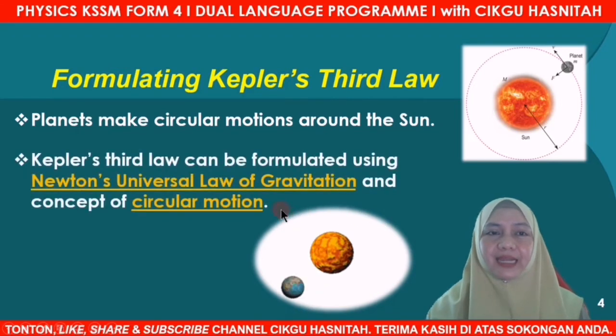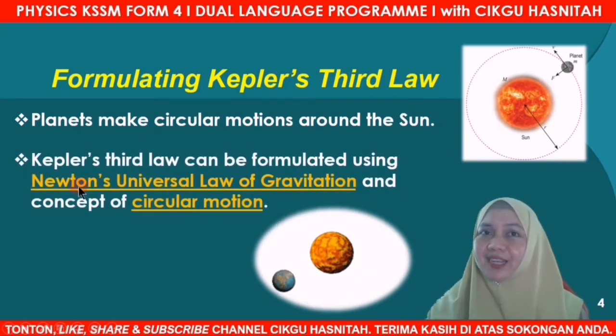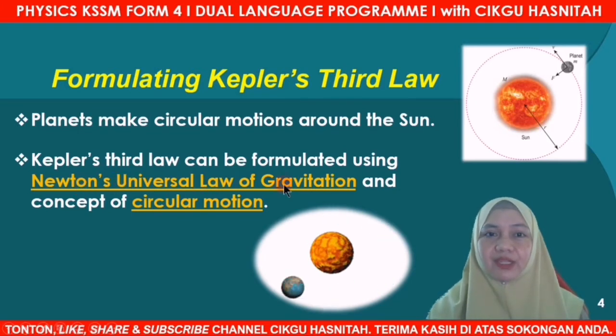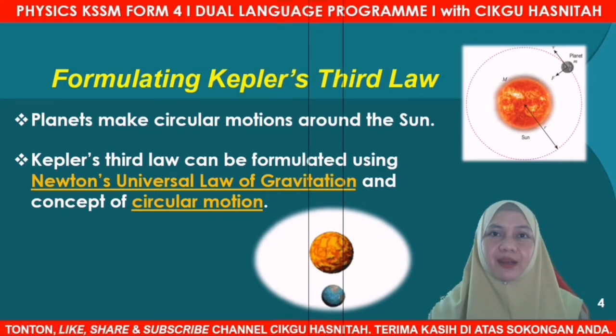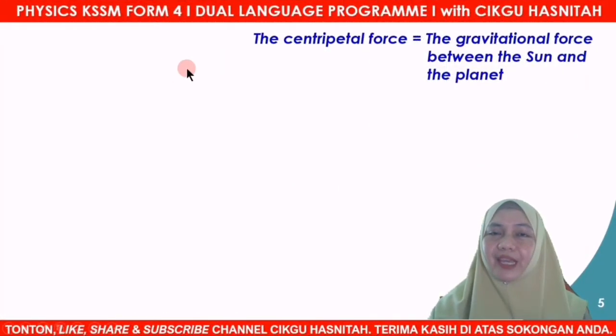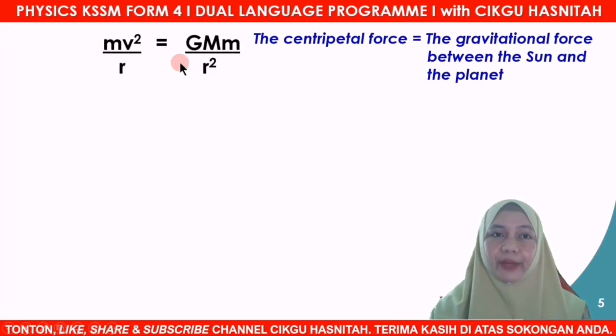And this Kepler's third law can be formulated by using the combination of Newton's universal law of gravitation, if you remember we learned in the first content standard, and also the concept of circular motion, which involves centripetal force. So when we equalize these two equations, this is what we are going to get. On the left is the formula for centripetal force where F equals mv squared divide r. And on the right is the formula for Newton's universal law of gravitation where F equals GMm divide r squared.